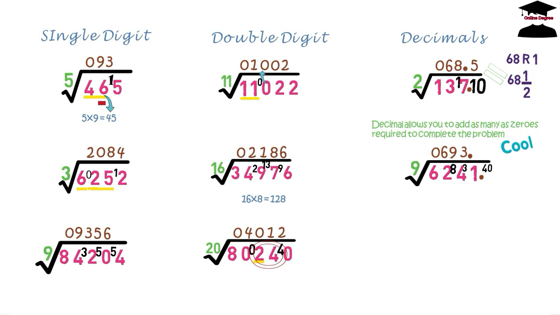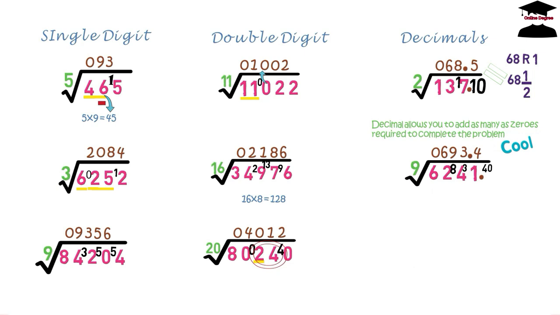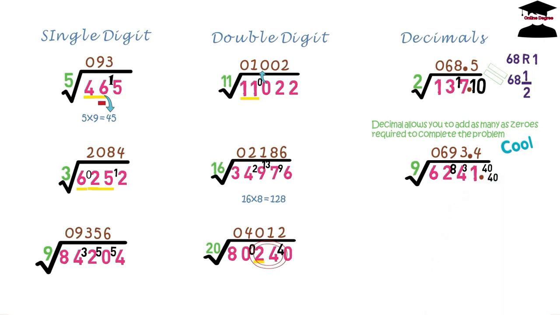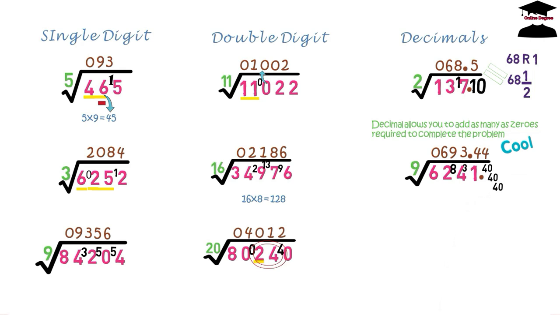Now you divide again, same process. 9 times 4 is going to be 36, and then again you will have the remainder 4. Now the decimal will allow you to take one more 0, so I'm going to add one more 0. Again 40, 9 times 4, 36. So once you have this, the number will keep on repeating. It doesn't matter how many times you do it, it will keep on repeating like 4, 4, 4, 4 as your quotient value.